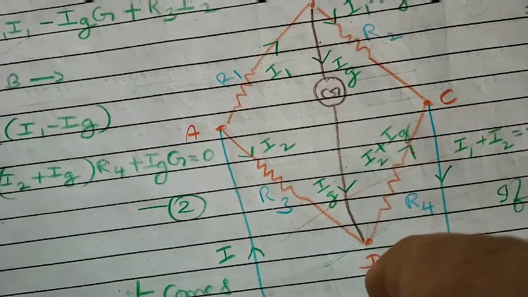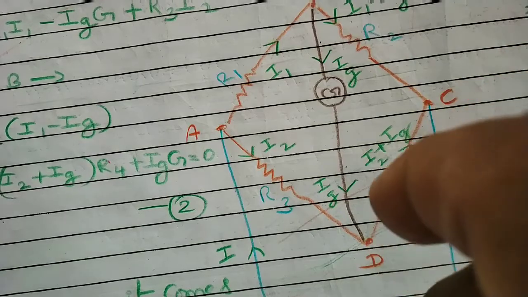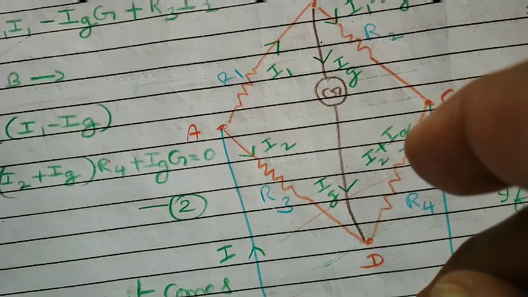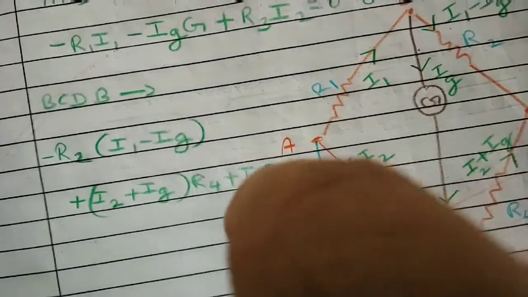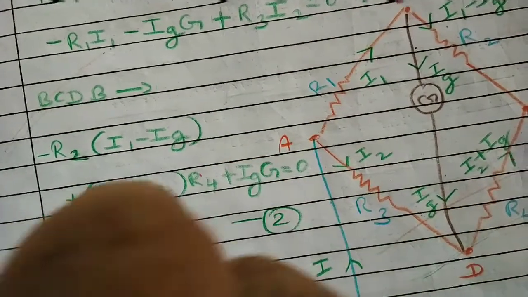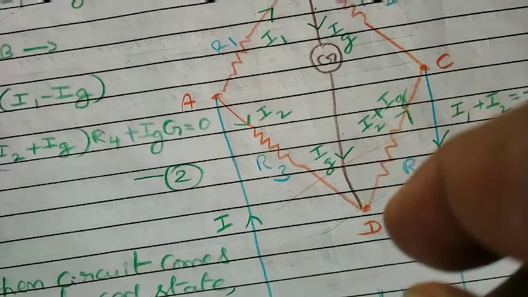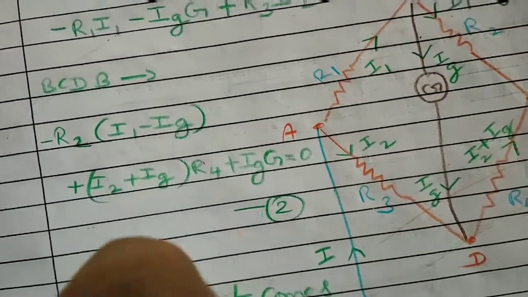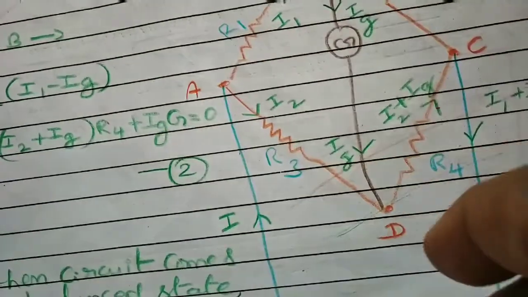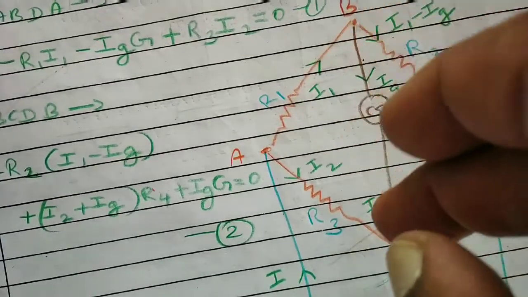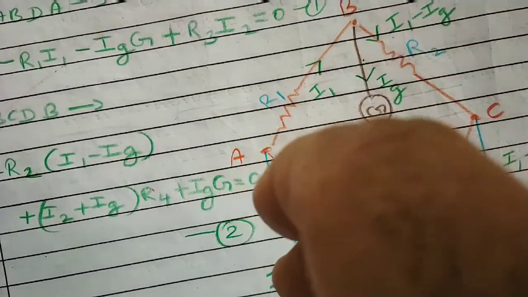Next, C to D. C to D we are moving, but current is coming from B to C. That's the opposite. Whenever current direction is opposite to our direction, then the product is plus. And current how much in this branch? I2 plus Ig. Resistance R4. So current into resistance is (I2 plus Ig) into R4. Next D to B. D to B also we are going opposite to current direction. So again plus Ig into G is equal to 0.